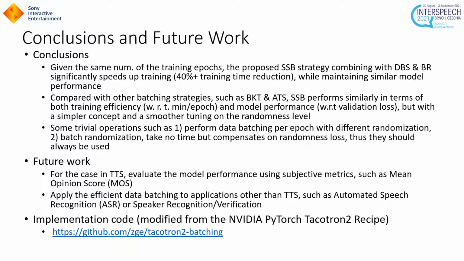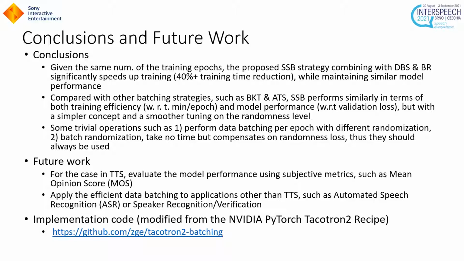Finally, we conclude that given the same number of training epochs, the proposed SSB strategy combined with DBS and BR significantly speeds up training while maintaining similar model performance. Compared with other batching strategies such as bucket batching and alternate sorting batching, SSB performs similarly in terms of both training efficiency and model performance, but with a simpler concept and a smoother tuning on the randomness level. Some trivial operations such as performing data batching per epoch with different randomization and batch randomization take no time but compensate for the randomness loss. Therefore, they should always be used.